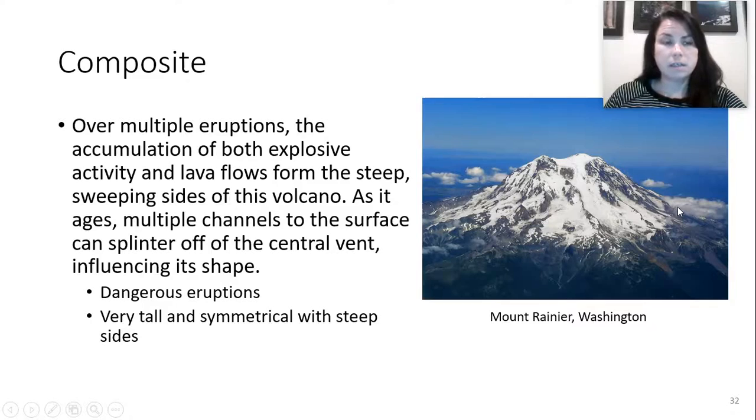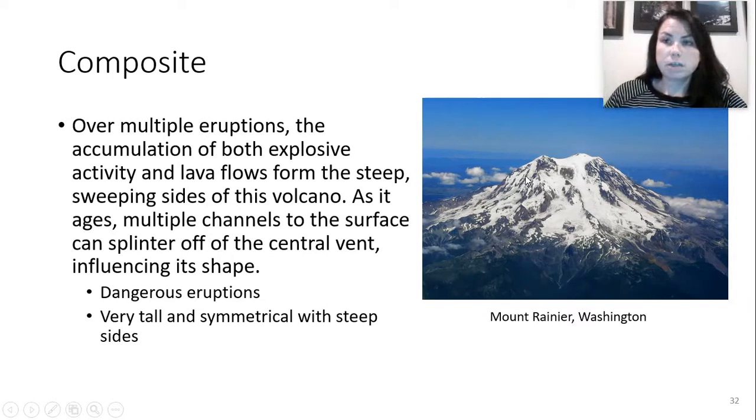Okay, composite. Over multiple eruptions, the accumulation of both explosive activity and lava flows form very steep and sweeping sides of a volcano. As it ages, there's multiple channels on the surface that can splinter off and into a central vent and influence the shape. So it's not quite as symmetrical. And because it erupts over multiple times, we have preferential flow and changes on the exterior of the volcano.